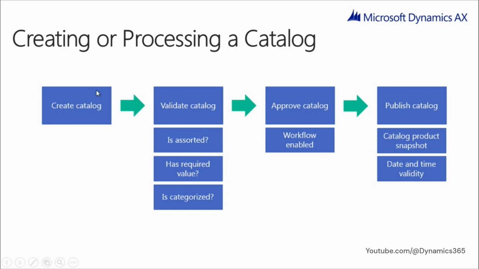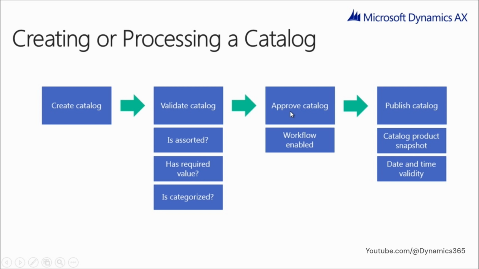So you created the catalog, which we discussed a little earlier. After that we went ahead and validated the catalog. During this validation it will check whether it is assorted, has the required values, and whether it is categorized properly. On a successful validation you will get the validation successful message. Once you get that, the next step would be approval of the catalog.